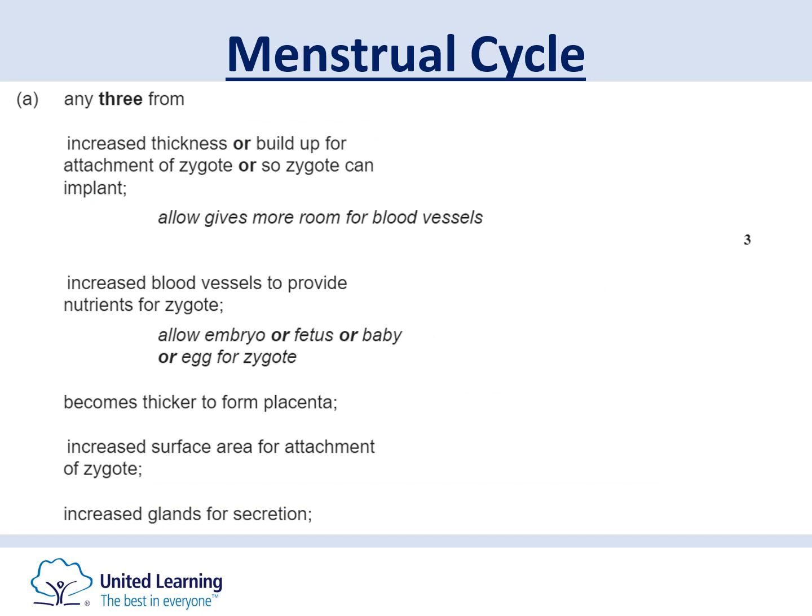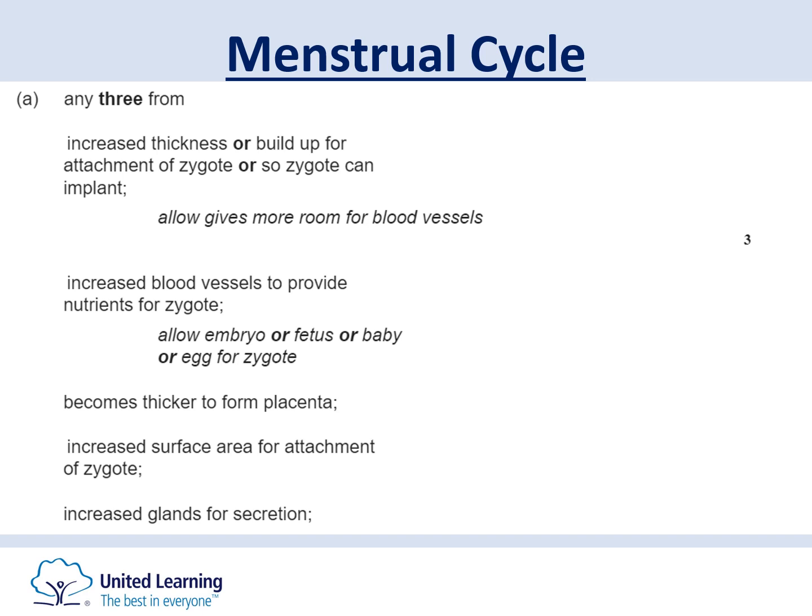Okay, let's now have a look at the mark scheme. So I apologize, this was for 3 marks and the mark got cut off there. So the first job is that it's going to increase thickness, it's going to build up so that a zygote, remember zygote is a scientific word for a fertilized egg, is going to be allowed to implant in the uterus. It's going to provide increased blood vessels to provide nutrients for the zygote. It's going to continue to become thicker, and eventually it's going to turn into the placenta.